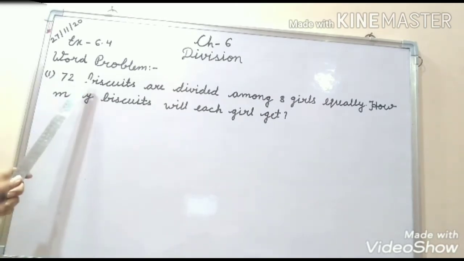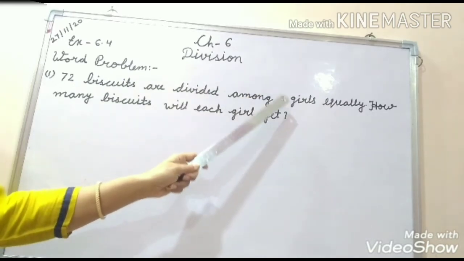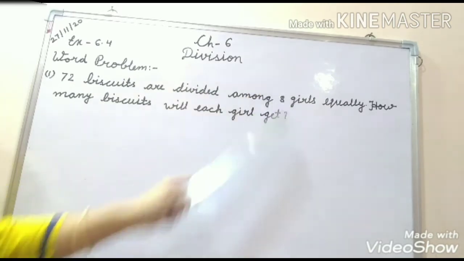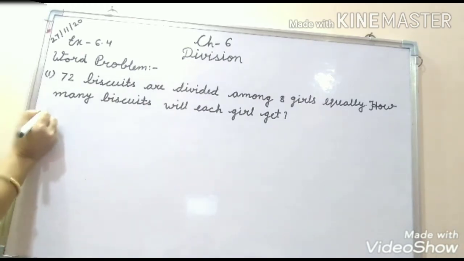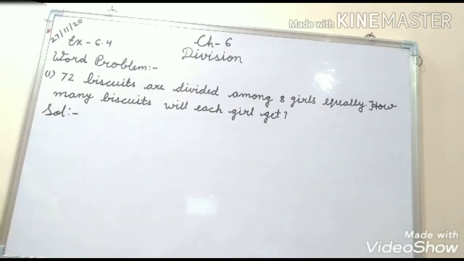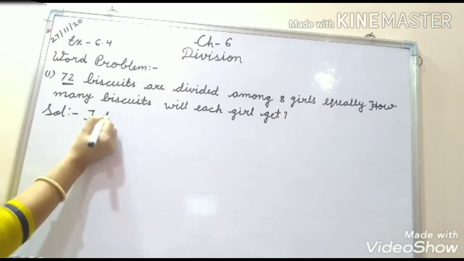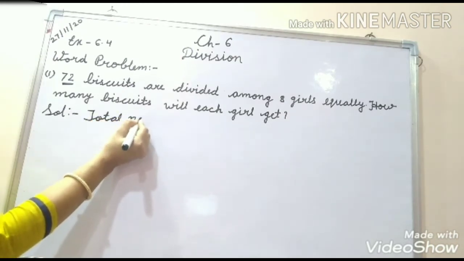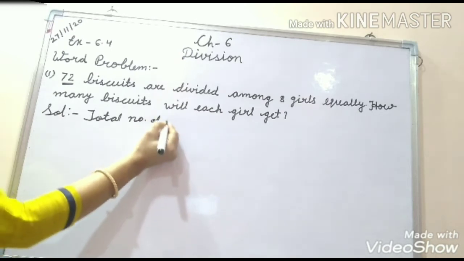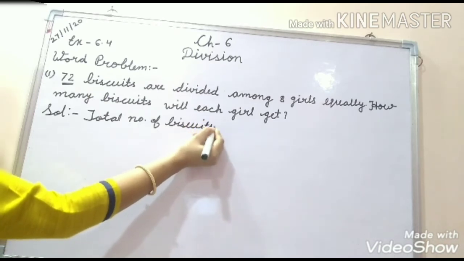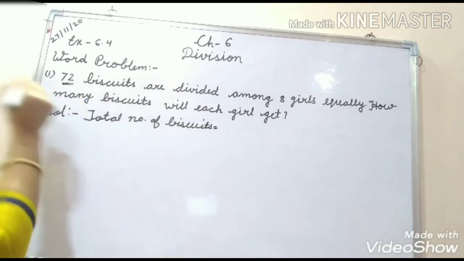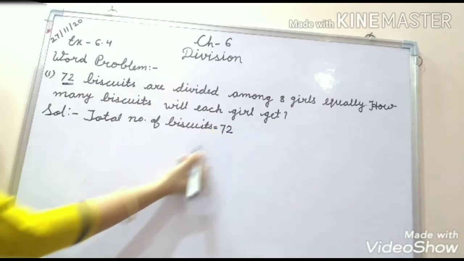So first, you have to make the statements by taking the given information. You start writing the statement. First you write here solution. Now first, what has been given here? Total number of biscuits, that is 72. So you will write here total number of biscuits is equal to 72.